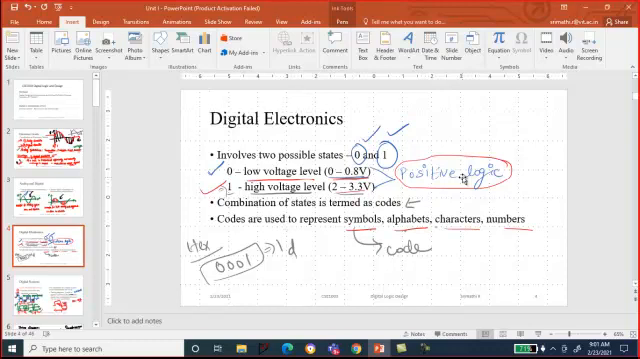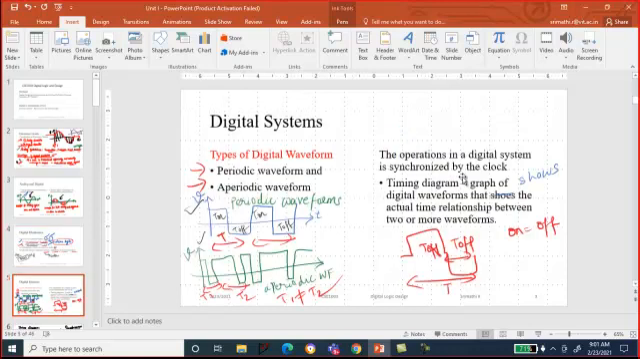The combination of these zeros and ones is said to be codes. You will represent your symbols, alphanumeric characters, numbers, everything by using codes. Digital systems involve two types of waveforms: periodic and aperiodic. Periodic will be like your on and off time, or the total period T will be repetitive, and the total T won't vary for n number of cycles. That is said to be a periodic waveform.